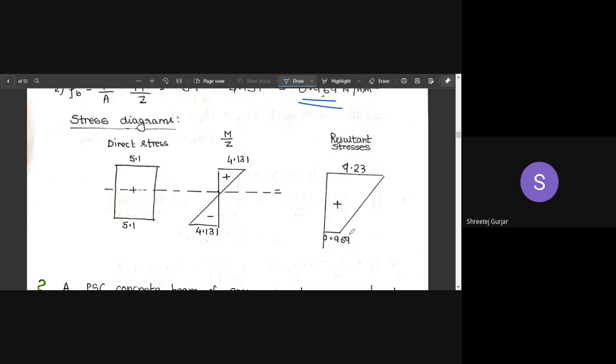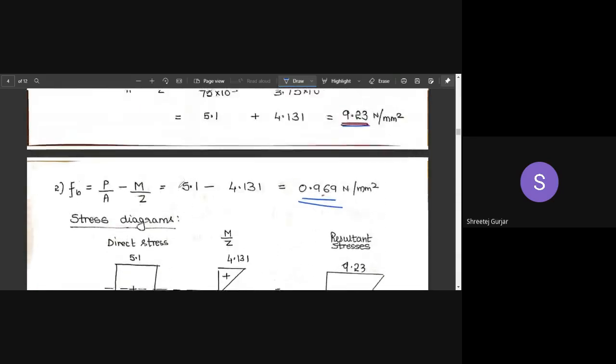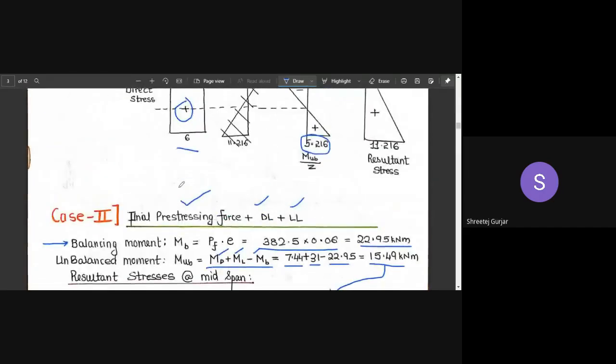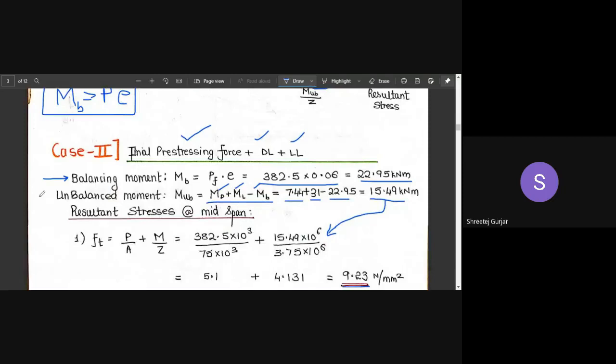So you can draw your stress diagrams, and with this your first numerical is over. The main thing that you need to remember is the balancing force: balancing moment MB is equal to P into E. Then the unbalanced moment is the moment due to dead load plus live load minus the balancing moment. Only this you need to remember, and the rest is just substitution, and you can calculate.